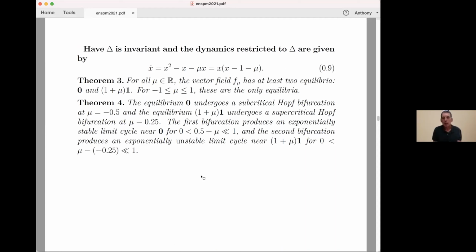And so the first one produces an exponentially stable limit cycle, and the second one produces an exponentially unstable limit cycle. So these are already two nice results, but it's sort of local. What you've shown basically is that there are Hopf bifurcations at these two equilibrium points, and you get either stable or unstable periodic orbits.